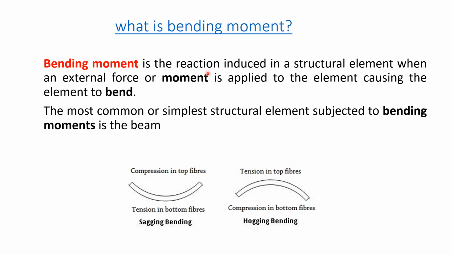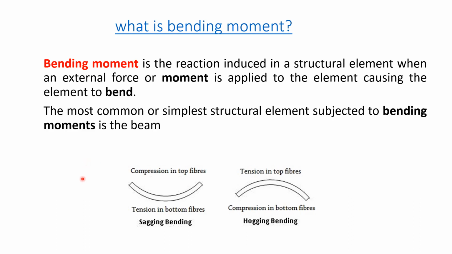So what is bending moment? Bending moment is the reaction induced in a structural member when an external force or moment is applied to the element, causing the element to bend. As you can see here, these are structural members, these are beams, and you can see the bending here. The most common or simplest structural element subjected to bending moment is the beam. In this experiment, we will perform the bending moment test on a simply supported beam.